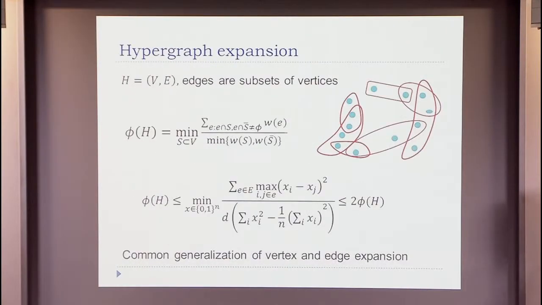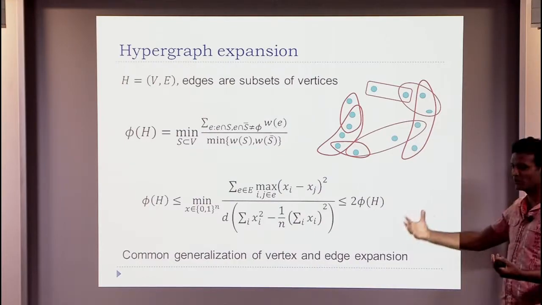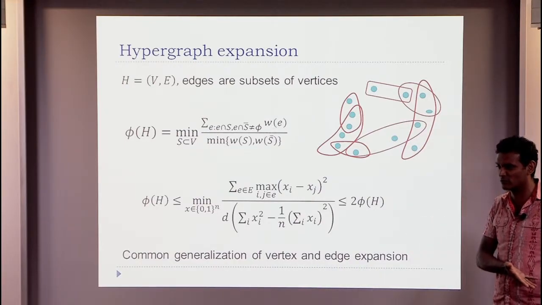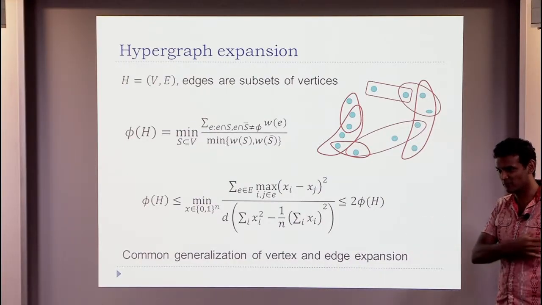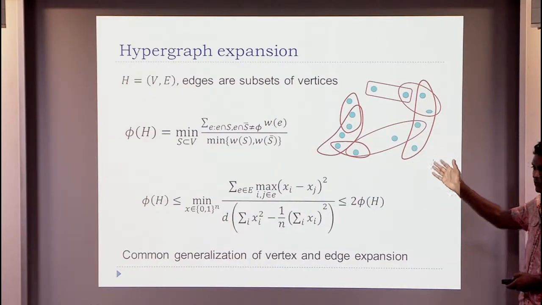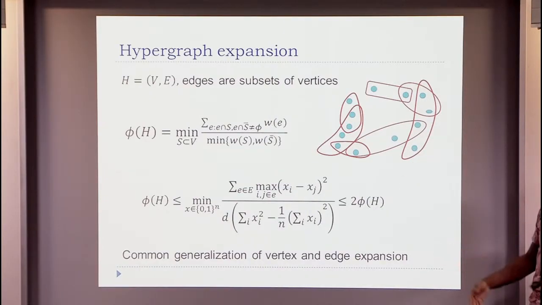Why not? So, hypergraph expansion. Well, the motivation is that you want a common generalization. We have almost the same algorithm for both: you have a vector and you do a sweep. Why not find a common generalization of two problems that look like two different problems? So here is hypergraph expansion.